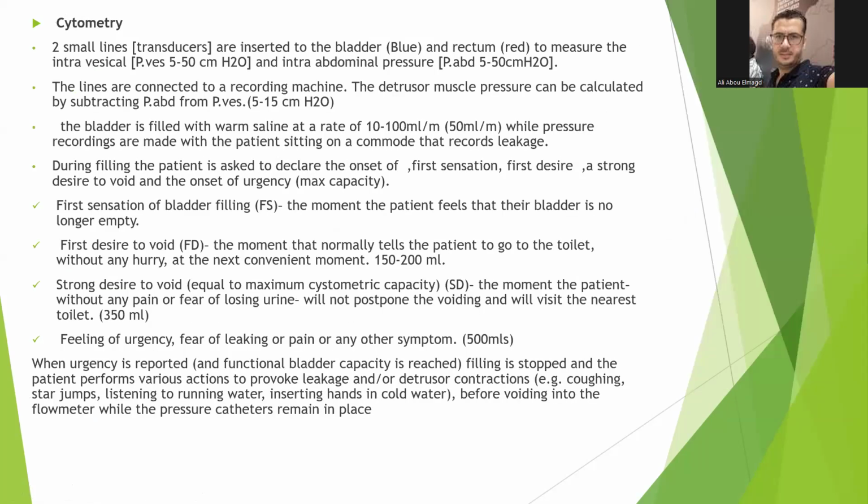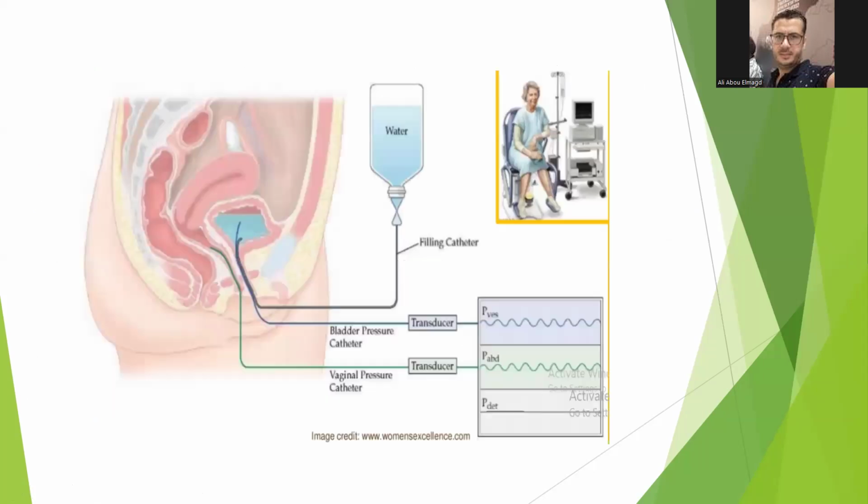The second part of the urodynamics is to do cystometry. In this part, we put two catheters inside the patient, who is lying on the bed. One goes inside the bladder to measure the vesical pressure, and one inside the rectum to measure the intra-abdominal pressure. Normally, they have different colors, so the one inside the bladder may be blue and the one inside the rectum may be red or green.